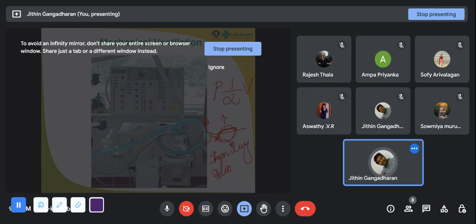So, what is a positive pressure ventilator? A patient is here. We'll insert a tube through his mouth, which is the endotracheal tube, and we'll give positive pressure to that. So we will introduce air into the patient's lungs. That is a positive pressure mechanical ventilator. And we have different types of positive pressure ventilators. First one is pressure cycled ventilator, then volume cycled ventilator, and time cycled ventilator. Clear?